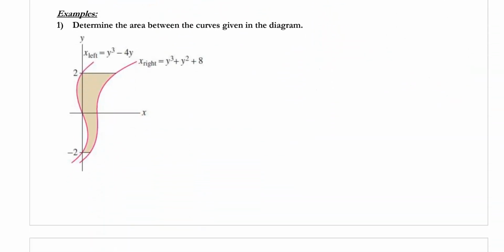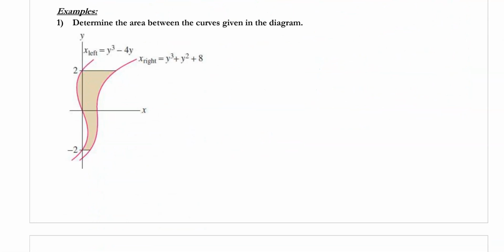All right. This one says to determine the area, and it's kind of laid out for us. It even says right function, left function. And you'll notice this one is on the right the entire time. This one's on the left the entire time.